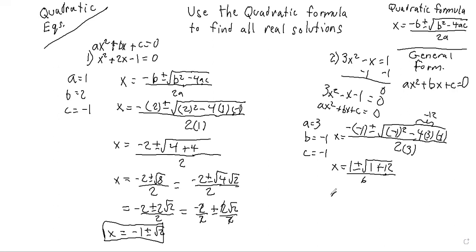All right, simplifying a little bit more, we have x equals plus or minus square root of 1 plus 12, which is 13, over 6. And this is our answer.